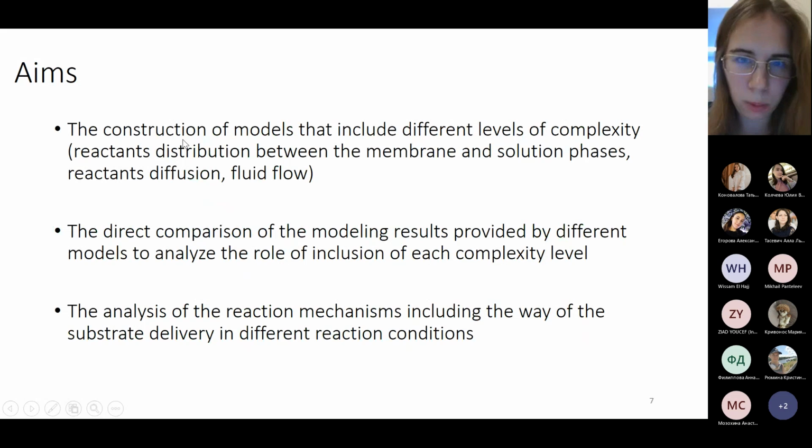The first aim was to construct the models which include different levels of complexity. I mean, reactant distribution between the membrane and solution phases, reactant diffusion, and fluid flow. The second aim was to compare directly the modeling results. And the third is the analysis of the reaction mechanisms, including the way of the substrate delivery in different reaction conditions.